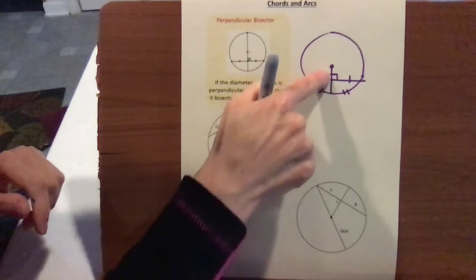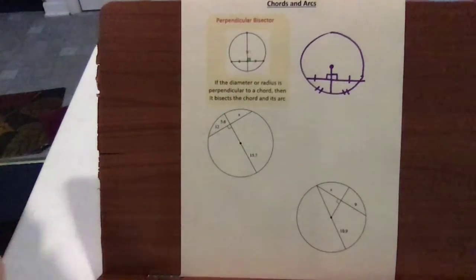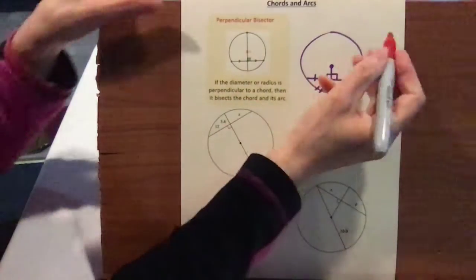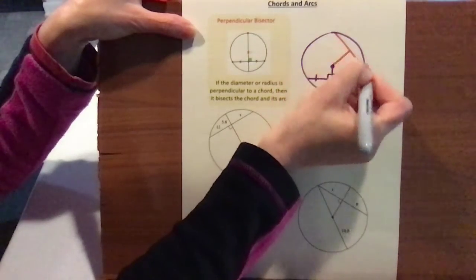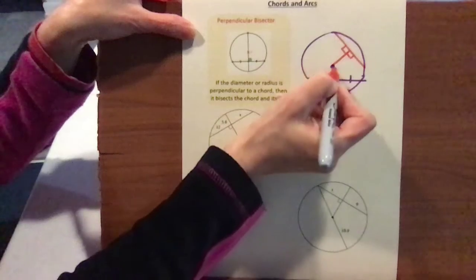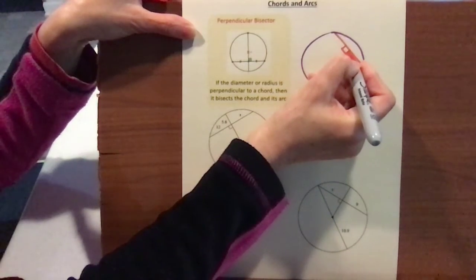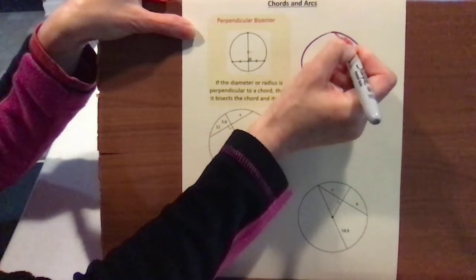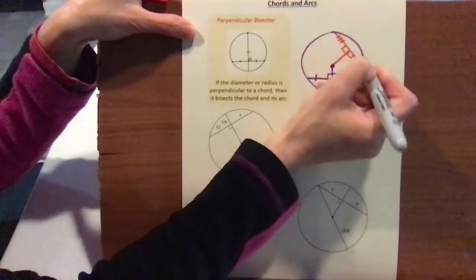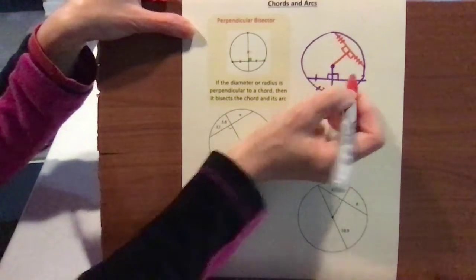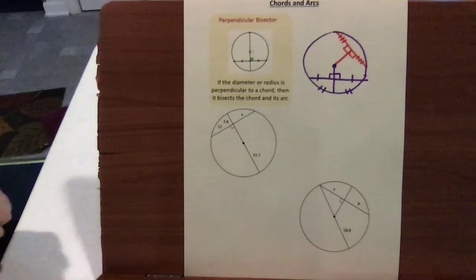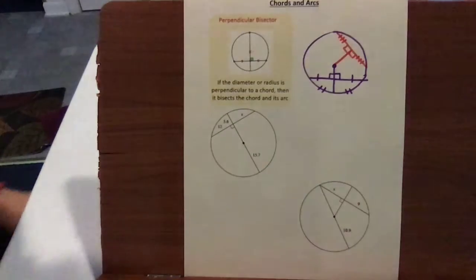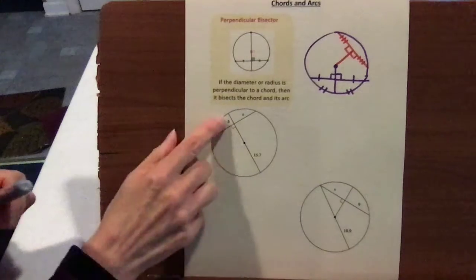Sometimes you might not even see the whole radius, so you're going to have to use your noggin. You could possibly see just this. Coming from the center, perpendicular to a chord, means it splits that chord into equal parts. And if it were to continue, it would split the arc. But sometimes we don't necessarily need information about the arc. Okay, so let's look at our example here.